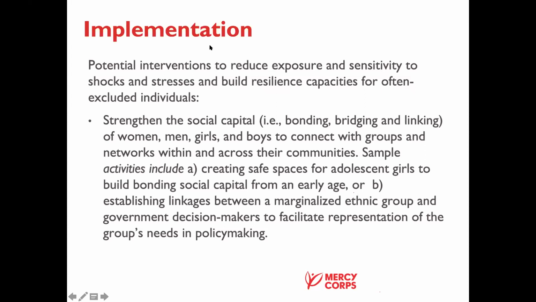So there are several other examples that I have when it comes to implementation. We can move on.